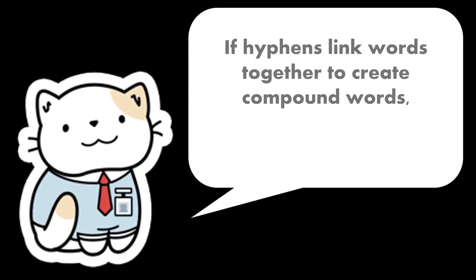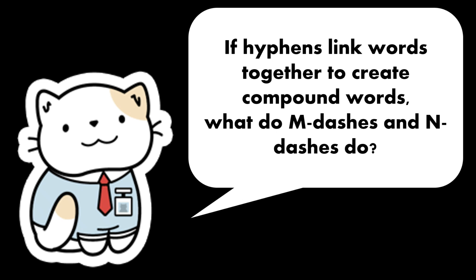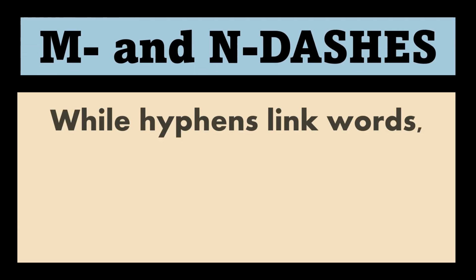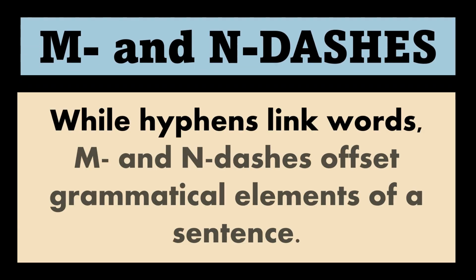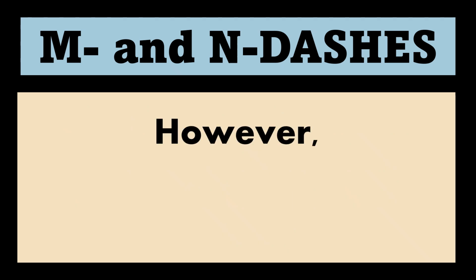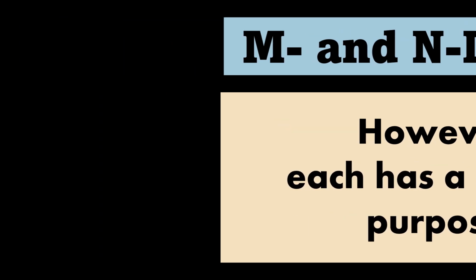If hyphens link words together to create compound words, what do em dashes and en dashes do? Whilst hyphens link words, em dashes, M as in Mary, and en dashes, N as in Nancy, offset grammatical elements in a sentence. However, each has a distinct purpose. Let's work out the difference between the em dash and the en dash. We'll start with M as in Mary.